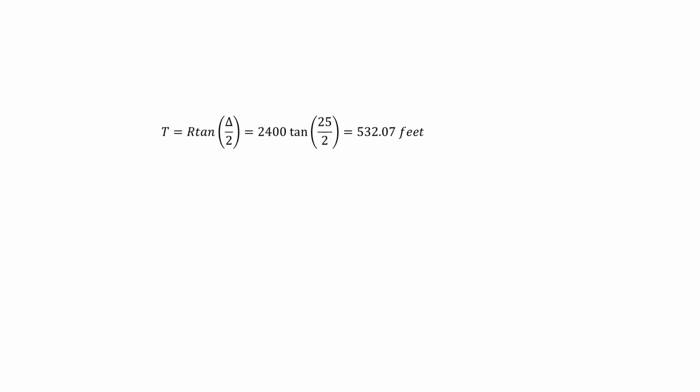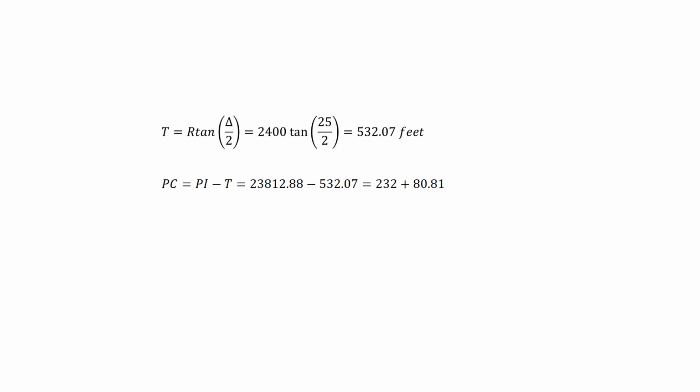So we're going to start with our tangent distance. We know where our PI station is, so we know we're going to need to go from that PI to the PC. Tangent is the radius times the tangent of delta divided by 2. So 2,400 times the tangent of 25 divided by 2 gives us a tangent length of 532.07 feet.